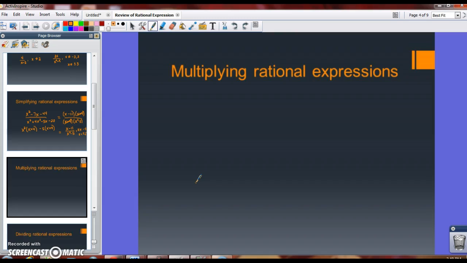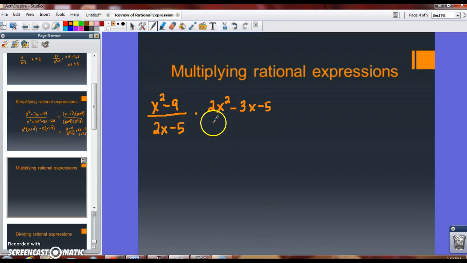Let's talk about multiplying rational expressions. When we multiply, some people like to multiply all the way through first, where others prefer to cancel first. I always prefer to factor and cancel first because it makes life a lot easier if you can get rid of terms before you start multiplying. So I have x squared minus 9 over 2x minus 5 times 2x squared minus 3x minus 5 over 4x plus 12.